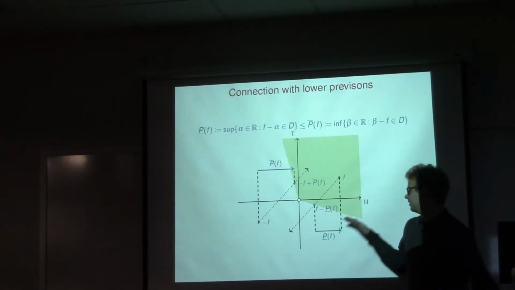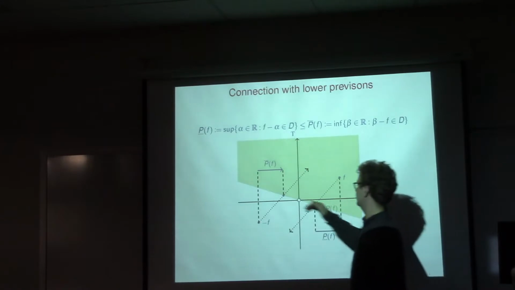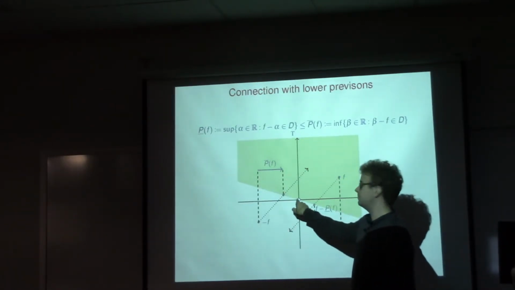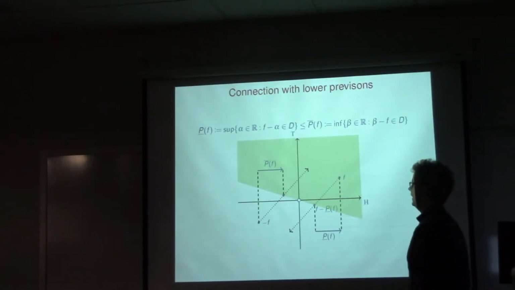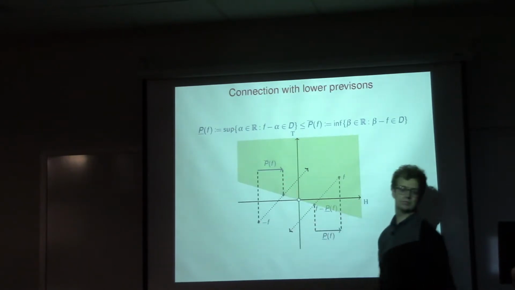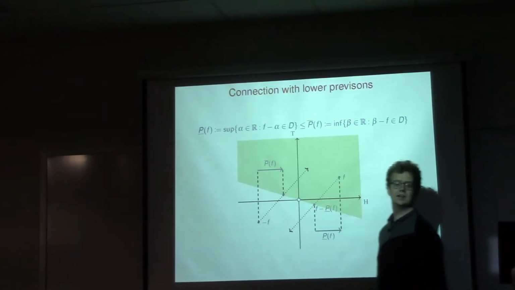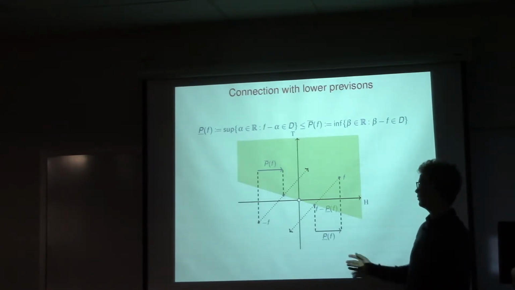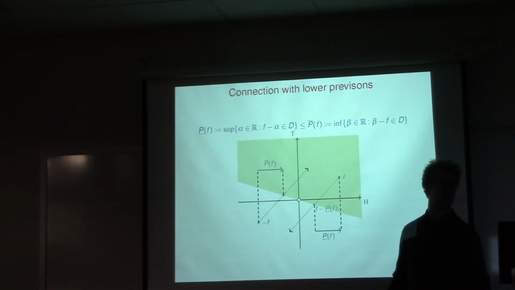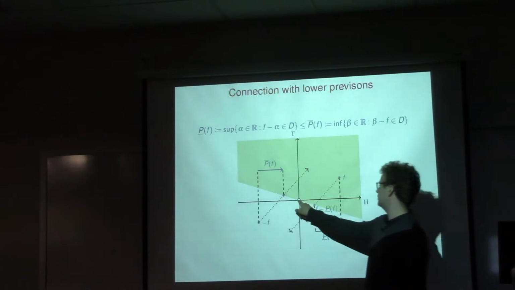Now, what would happen if I actually have a half space? If I have something like this, well, then this picture is point symmetric around 0, and both are the same. They are equal. And this is for any gamble. So as soon as I have a half space, then for any gamble, its lower and its upper prevision are equal. It's because it's a point symmetric picture.